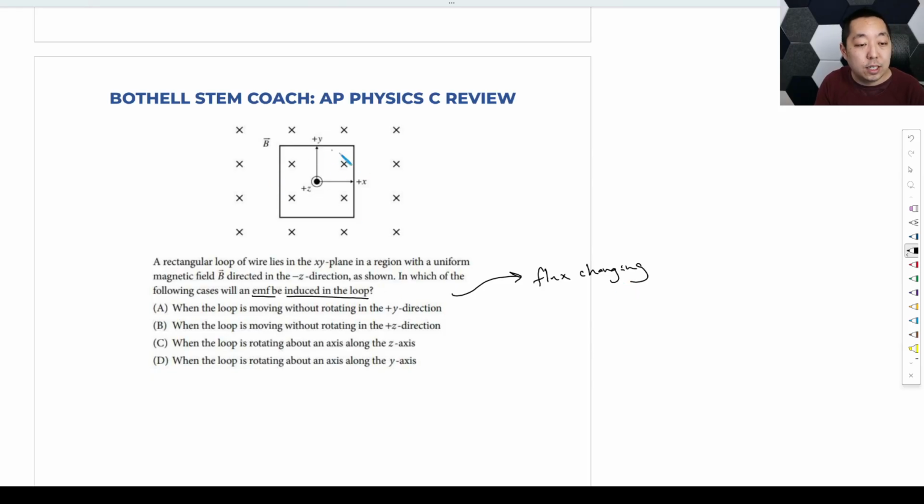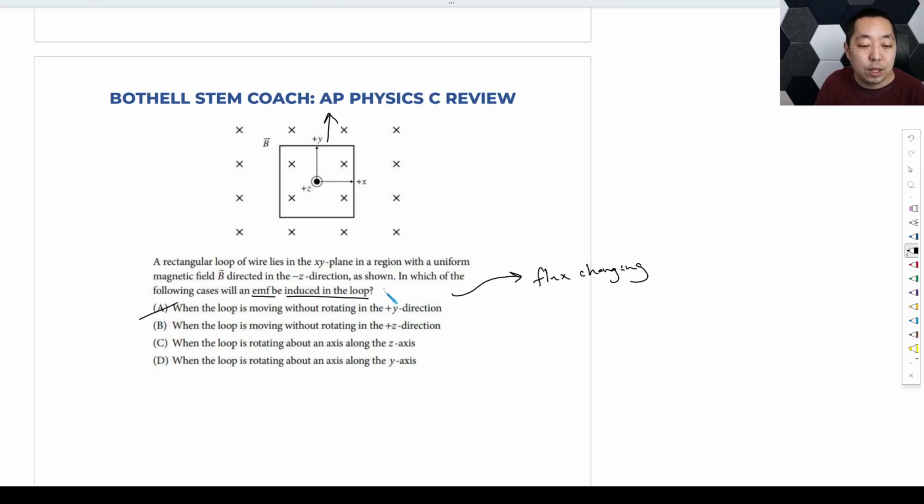So we want to look at this. We have flux, right? There is flux through the loop. Anything that would change that flux is going to induce an EMF. When the loop is moving without rotating in the positive Y direction, so if it moves upwards here, because it's a uniform magnetic field, as I move upward, it's still the same flux, right? Because even though you have X's just here, it's just assumed everywhere as the same amount. So as you go up, you're not getting any more magnetic field through the area, so that's not going to change the flux.